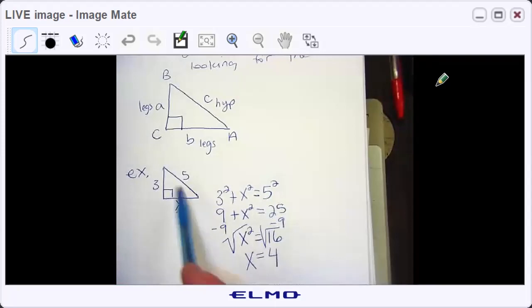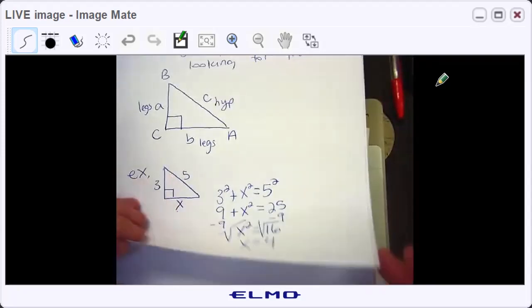This is what I call the 3, 4, 5 triangle. It is one of the triangles that I like my students to have memorized, because you're going to see a lot of triangles that are multiples. I call them families of the 3, 4, 5 triangle. In fact, let me go ahead and show you that next.